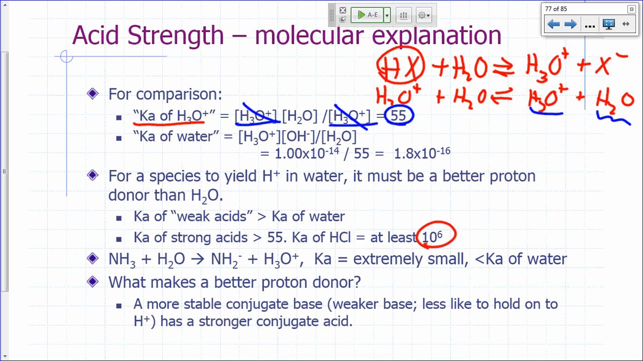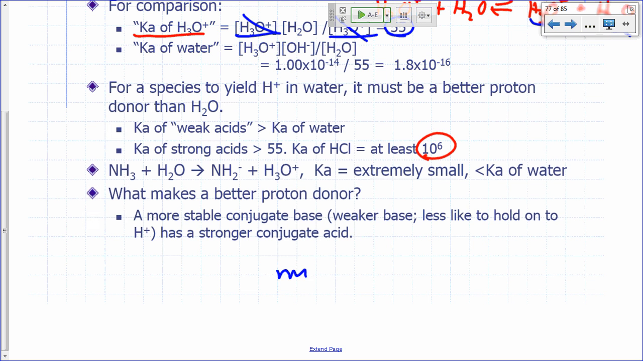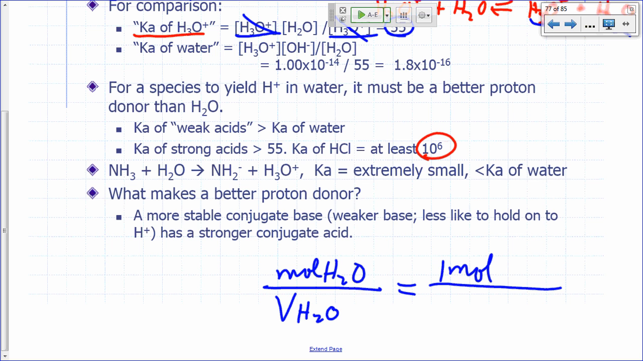And that's 55. Where did I get that number? Concentration of water: moles of water over volume of the solution, which is just going to be the volume of water, right? If I have a mole of water, how much volume does it occupy? A mole of water is how many grams? 18 grams. And how many mL does an 18-gram sample of water occupy? What's the density of water? 1 gram per mL, so 1 mL per gram, right? That is the volume per gram.